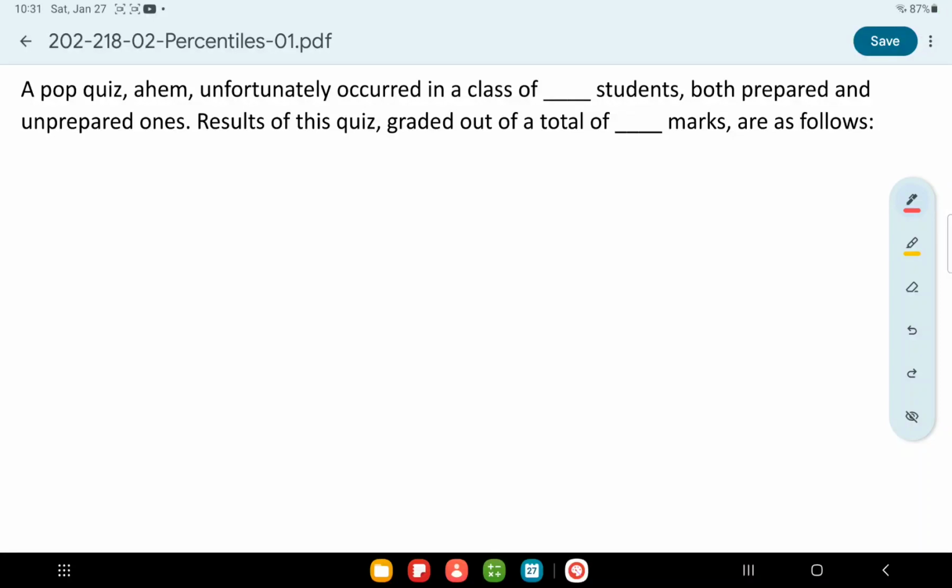Benji again, and in this tutorial I will demonstrate how to solve problems under the banner of percentiles, percentile ranks, as well as interpolation.